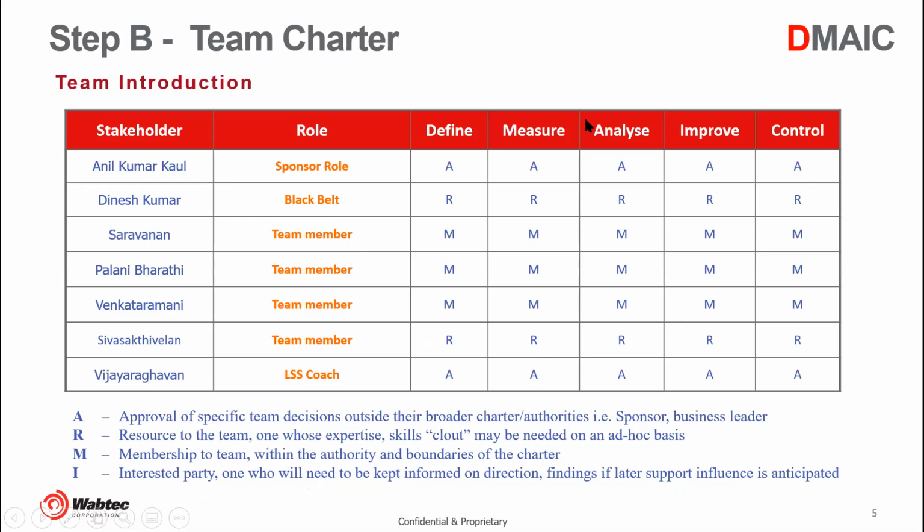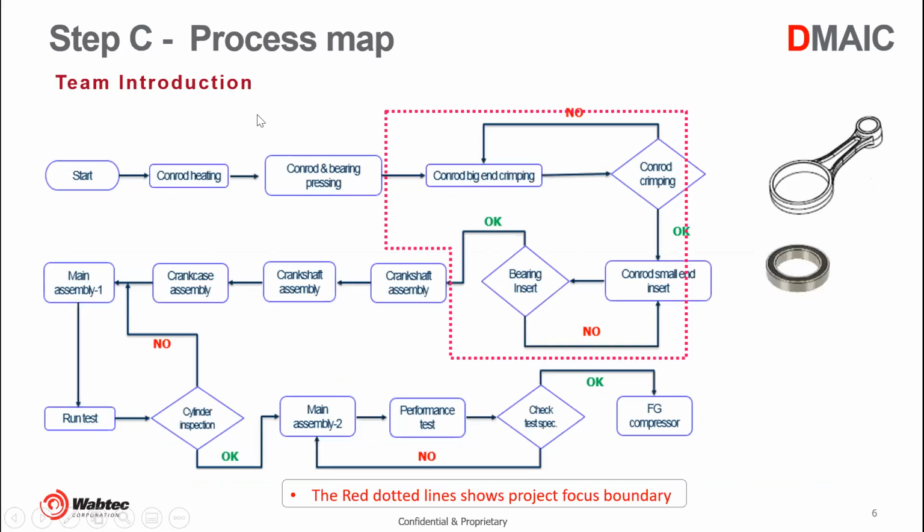So we prepared the team, and these were the members of the team, and we also analyzed what was the role of each member of the team in this. So my role was, for example, to approve the specific team decisions. There was somebody to provide the resourcing. Somebody had to act as a member in the team, and there were interested parties who would be kept informed. The next slide which we mapped was the process map.